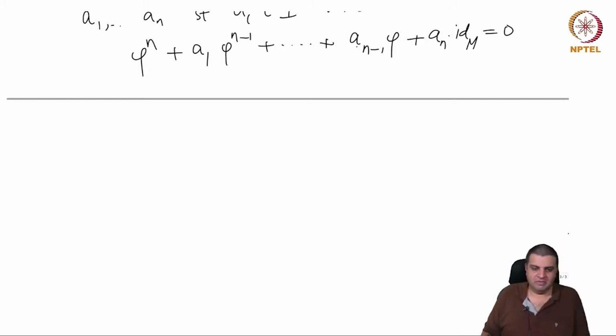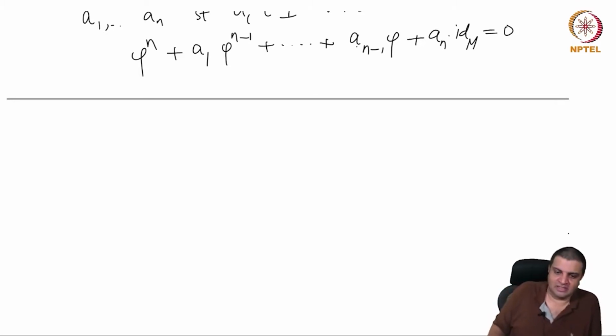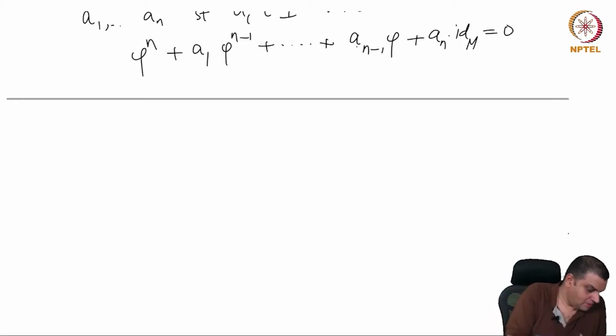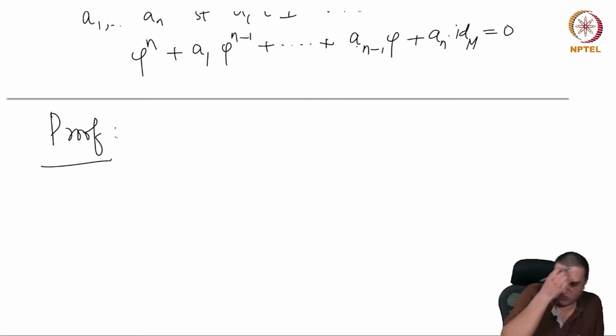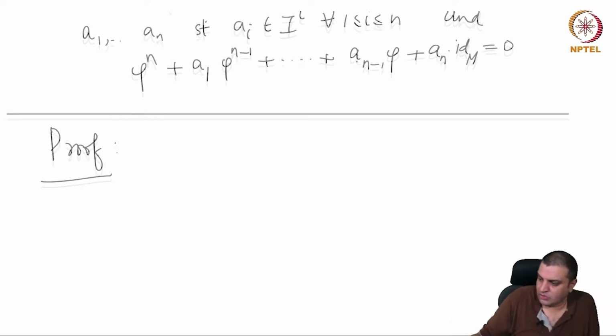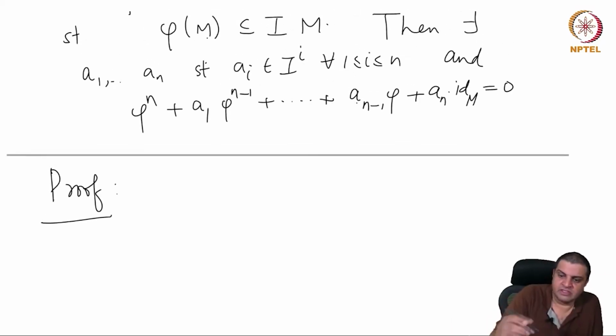The proof is very elementary linear algebra, except that we have never thought about these things for modules. We have done this many times, or variations of this, for vector spaces. Okay. So proof. We know the hypothesis is that phi of M is inside IM.